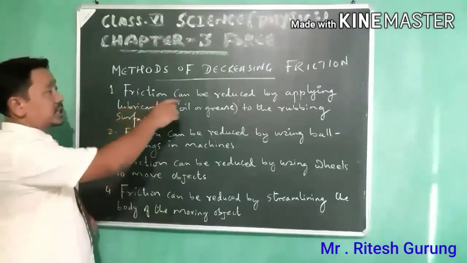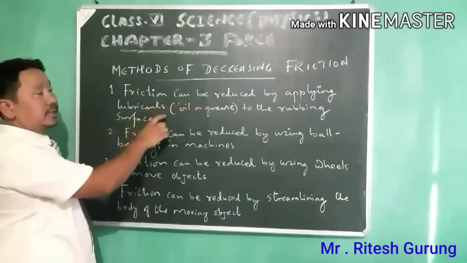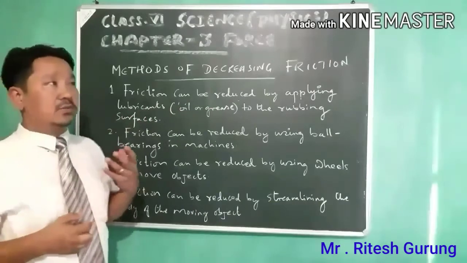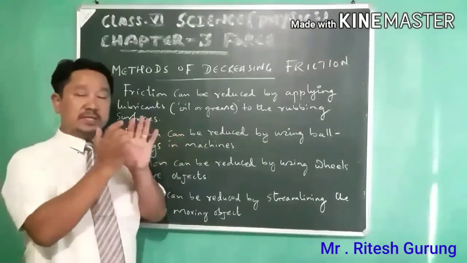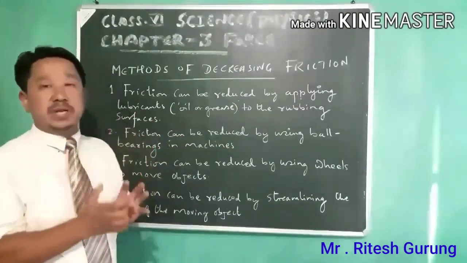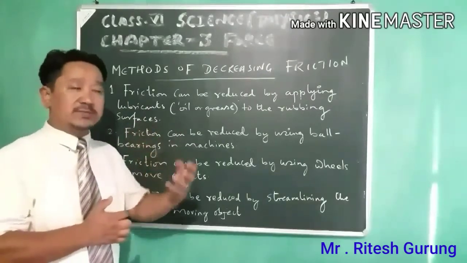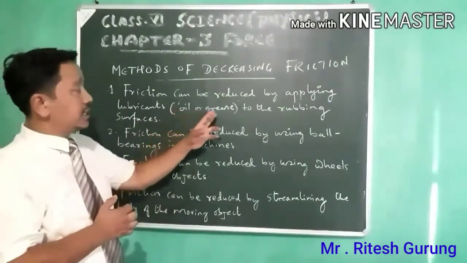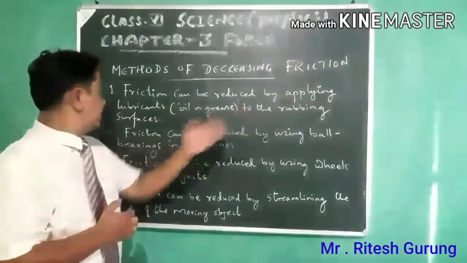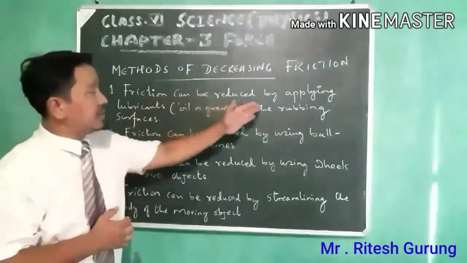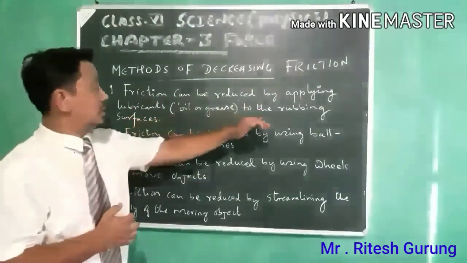Number 1, friction can be reduced by applying lubricants. Lubricants means something which makes the rubbing surfaces slippery or smooth, so that less friction is there, like oil, grease, something like that. That is, friction can be reduced by applying lubricants to the rubbing surface.